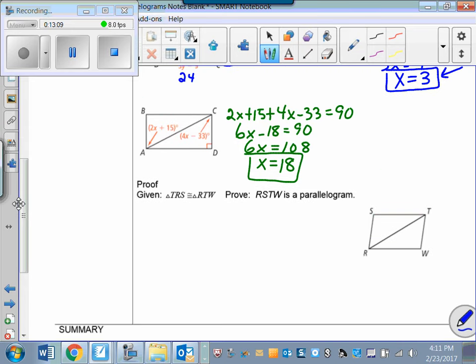In the next problem, what do I know? Well, I know that all the consecutive angles, I know that D is a right angle. So I know its measure is 90 degrees. Therefore, I know that angle BCD also has to be 90 degrees. And I know that angle BAD also has to be 90 degrees.